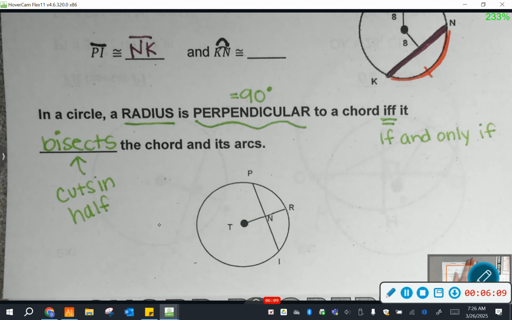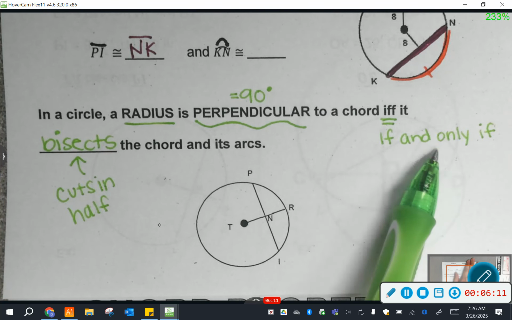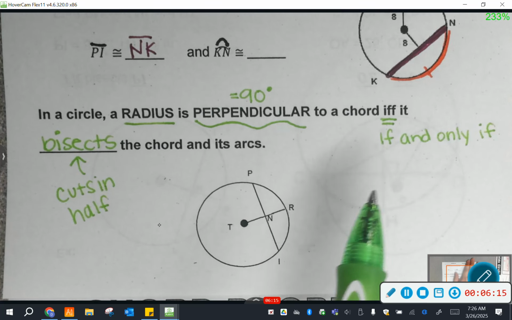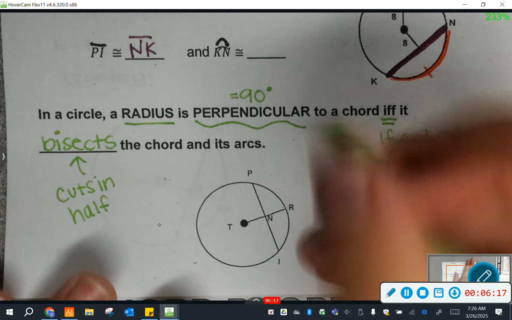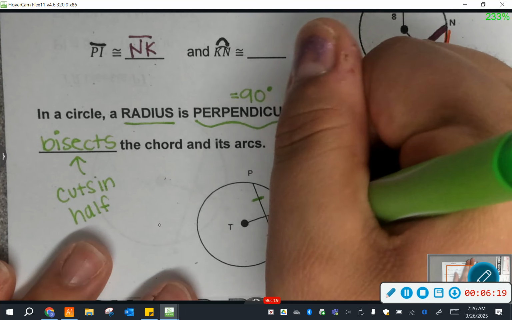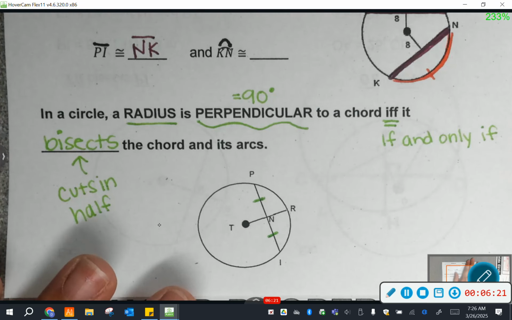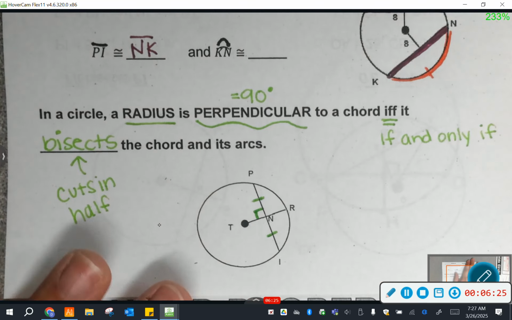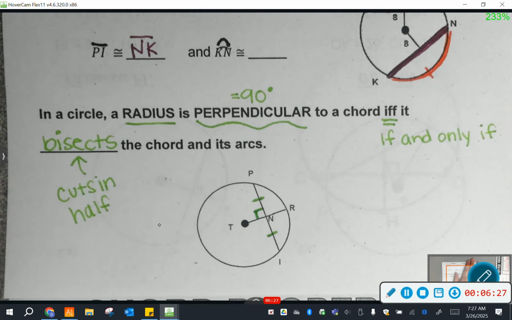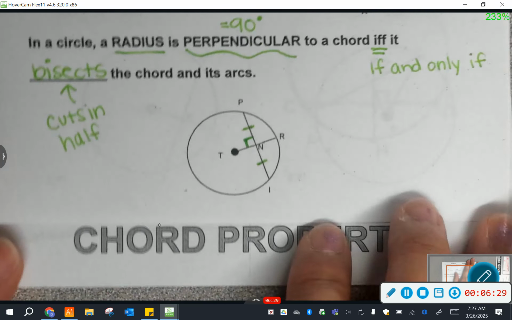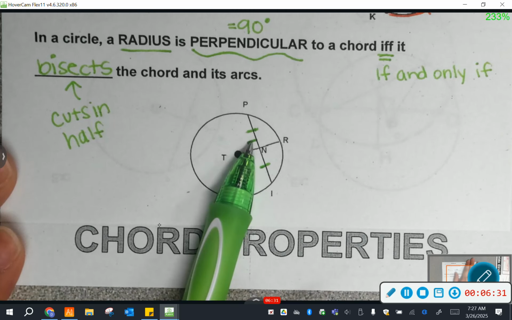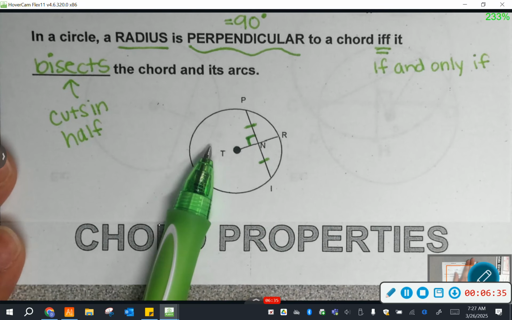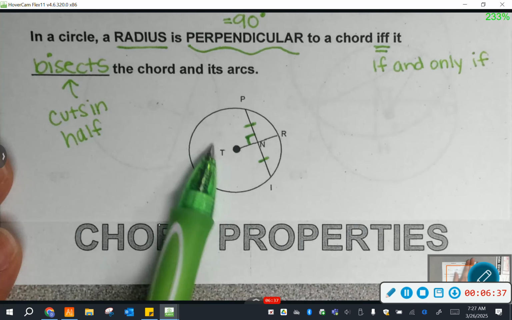In a circle, a radius is perpendicular to a chord, if and only if it bisects the chord and its arcs. This if and only if means you can read it forward and backwards. It works both ways. So if you see a chord bisected, then you know it's perpendicular. It's 90 degrees. But vice versa works. If you see the 90 degrees, then you can add the tick marks. If you have the tick marks, you can add the 90 degrees. It goes both ways. Okay?